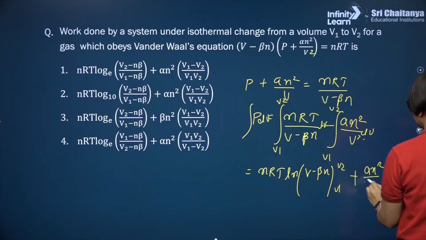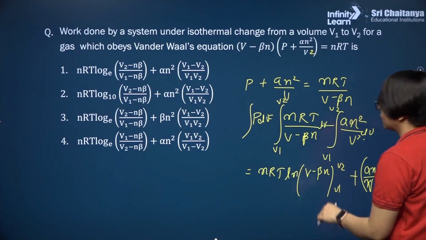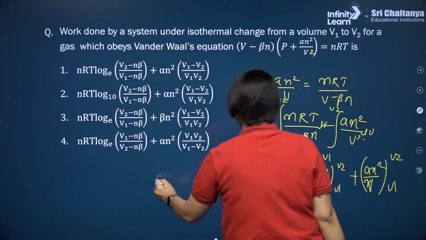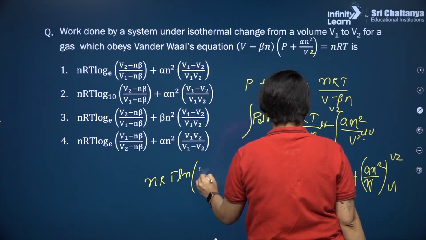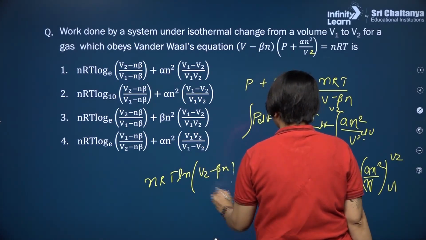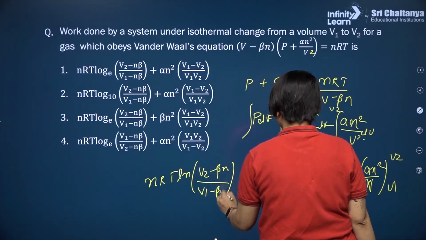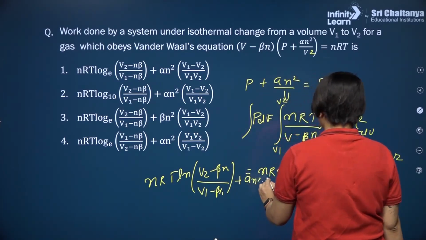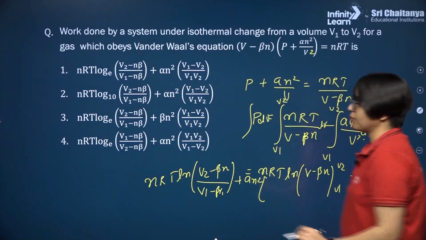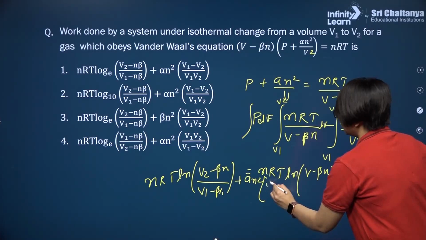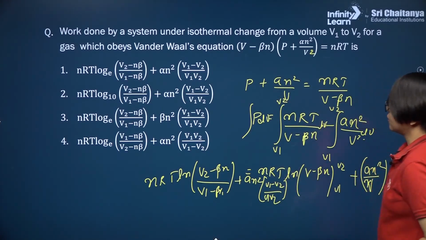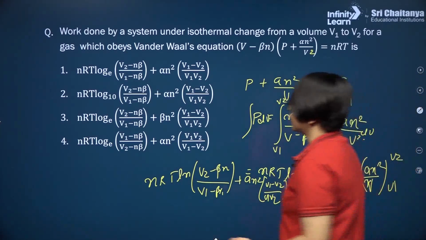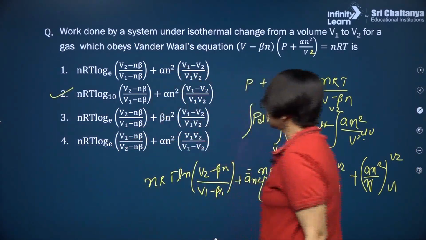So, this will be V1 to V2, right. So, when you put the upper limit and lower limit, you will get it as nRT ln V2 minus beta n divided by V1 minus beta n plus A n square into 1 upon V2 minus 1 upon V1. So, it will be V1 minus V2 divided by V1 into V2. So, this will be this much, option 2.